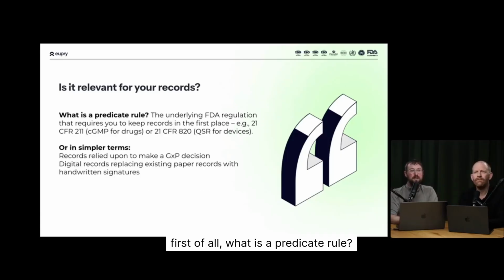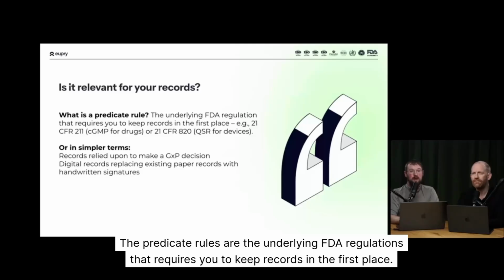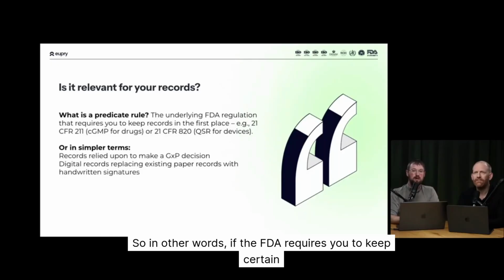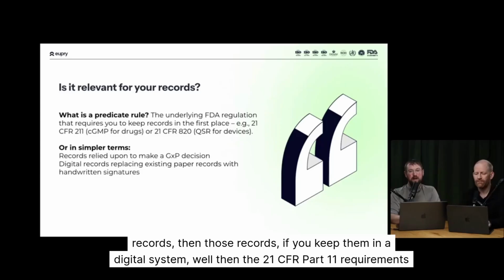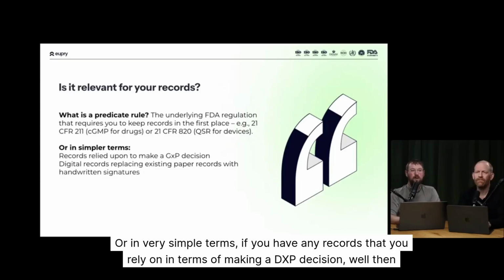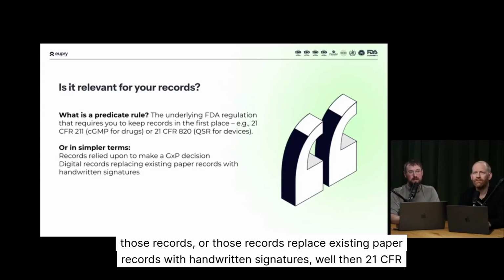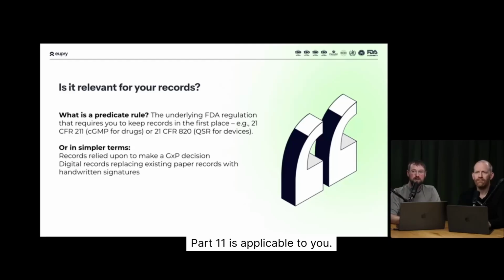So first of all, what is a predicate rule? The predicate rules are the underlying FDA regulations that require you to keep records in the first place. In other words, if the FDA requires you to keep certain records, and you keep them in a digital system, then the 21 CFR Part 11 requirements apply. Or in very simple terms, if you have any records that you rely on in making a GxP decision, and those records replace existing paper records with handwritten signatures, then 21 CFR Part 11 is applicable to you.